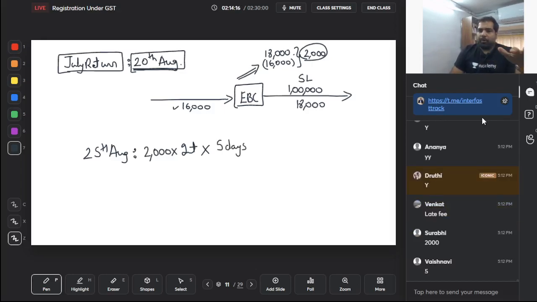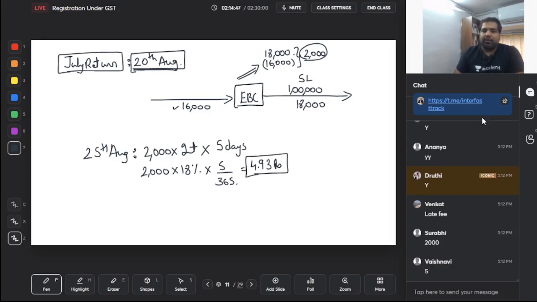Till 20th, no problem, because they were expecting it by 20th. They did not get by 20th. So hence from 21st to 25th, they applied interest. Now let me tell you the interest, guys. The interest is 18% into 5 by 365. So 2000 into 18% divided by 365 into 5, which is 4.93 rupees you'll have to pay. This is something that you'll have to pay extra as interest under section 50. So we are discussing a section of interest which is under section 50.